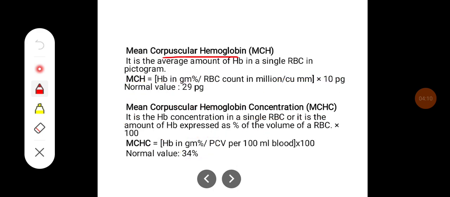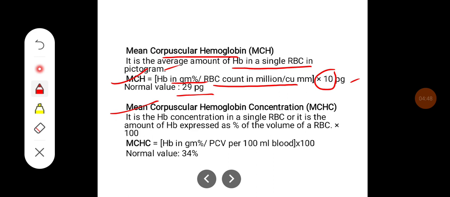Mean corpuscular hemoglobin. It's the average amount of hemoglobin in a single RBC, which is expressed in picograms. So MCH, that is mean corpuscular hemoglobin, can be given as the hemoglobin in gram percent divided by RBC count in millions per cubic millimeter of blood, into 10, gives the mean corpuscular hemoglobin in picograms. Normal value is around 29 picograms.